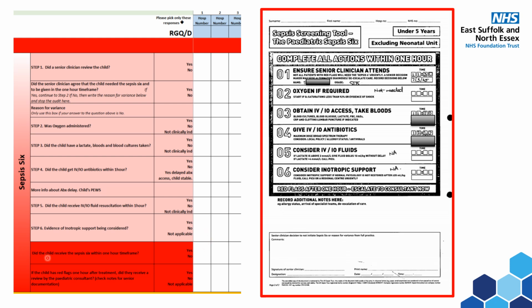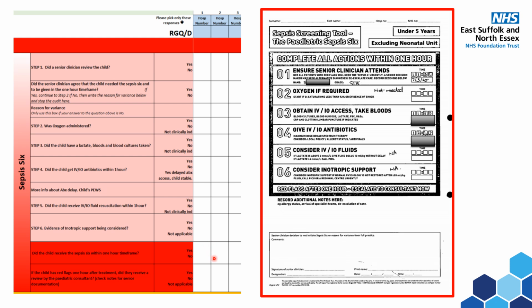So this question here, did the child receive the Sepsis 6 within 1 hour time frame, is really collating everything that you've documented in those 6 steps. So if you have answered no to any of these step 1, step 2, 3, 4, 5 or 6, then you write no here. If you had answered yes or not clinically indicated in all of those boxes, then you can document that as yes there. This one here where it says yes, delayed antibiotics, that counts as a yes.